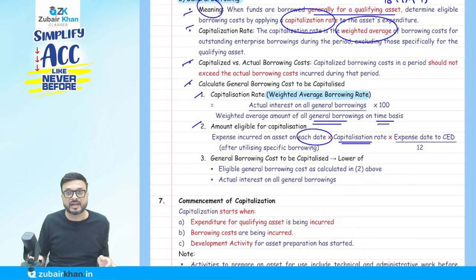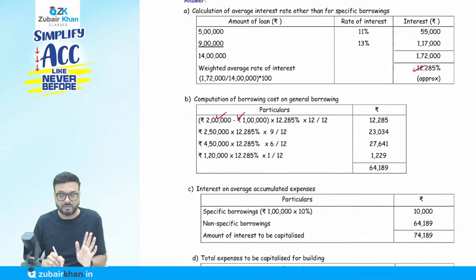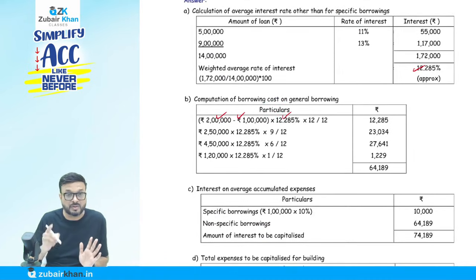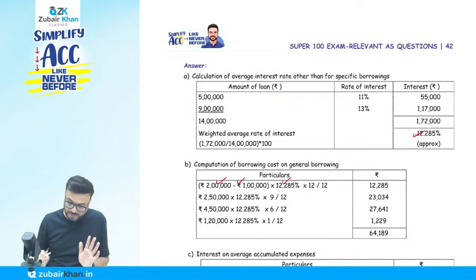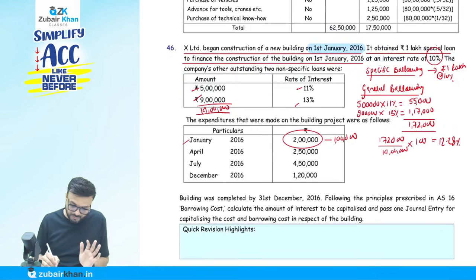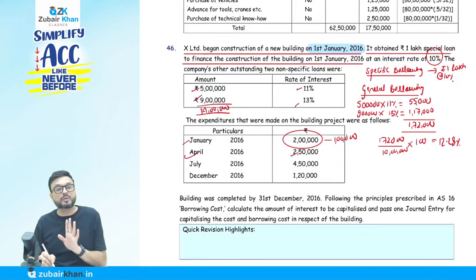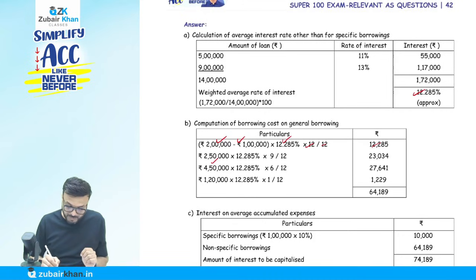So what it says here: expense incurred on the asset on each date, multiply by the capitalization rate, multiply by the period from the expense date to the capitalization end date, divided by 12. What does it mean? I will say 2 minus 1, because 1 is a specific borrowing, multiply by the capitalization rate. We incurred it in January, so we'll assume this at the start of January. That is for the 12 months, so 12 by 12. Then we incurred 2 lakh 50,000 here in April. So April to December is 9 months. So 2 lakh 50,000 multiply by the capitalization rate, multiply by 9 by 12.